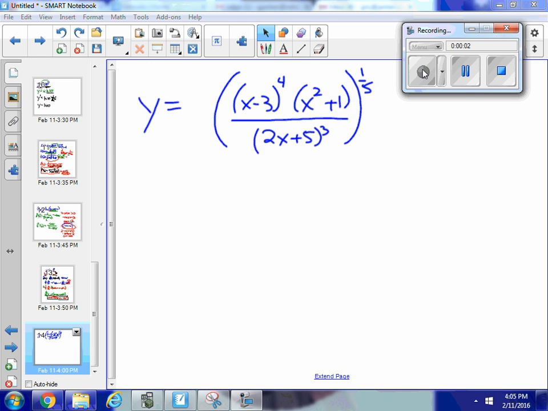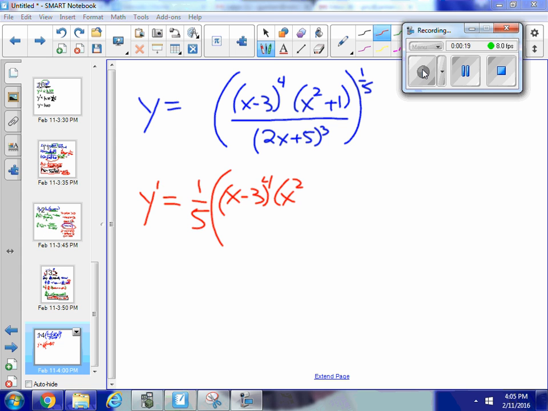I'm told I need to take the derivative of this. When I first started it, I approached it like a normal derivative problem. I said, well, y prime is equal to, and I'm going to use the power rule. So it's equal to 1/5 (x minus 3)^4 (x squared plus 1) divided by (2x plus 5) cubed, all of that to the negative 4/5.